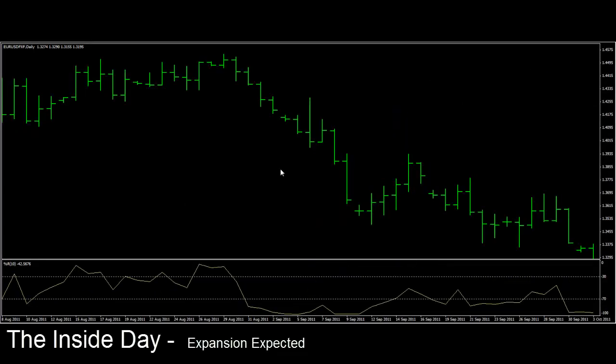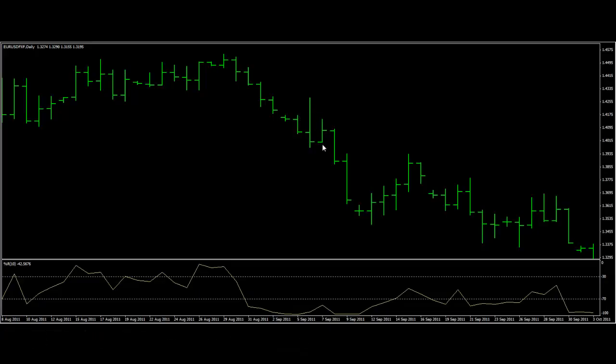Alright guys, now we're going to look at an inside day. An inside day is the counterpart to an outside day. An inside day is a day that has a high and low within the previous day's range. In other words, this day here has a higher low than the previous day, and its high is lower.